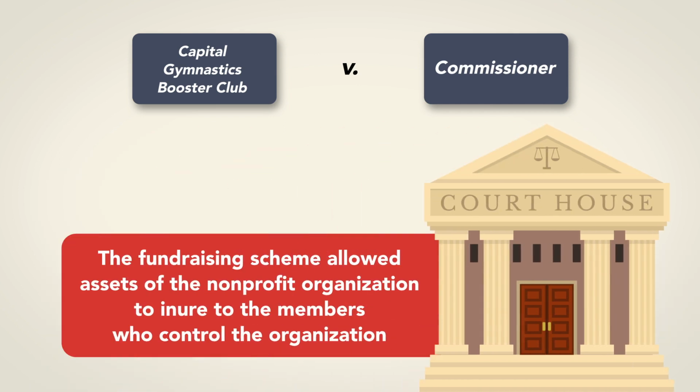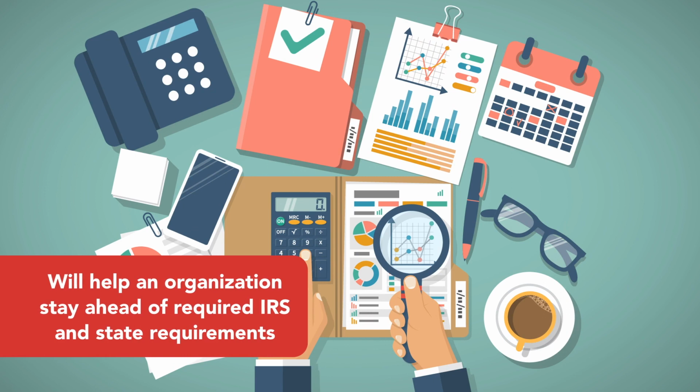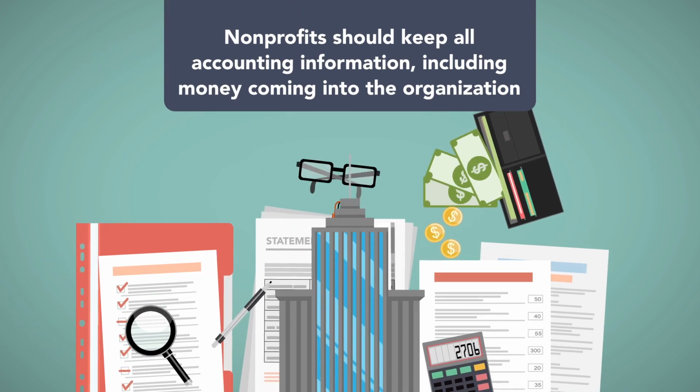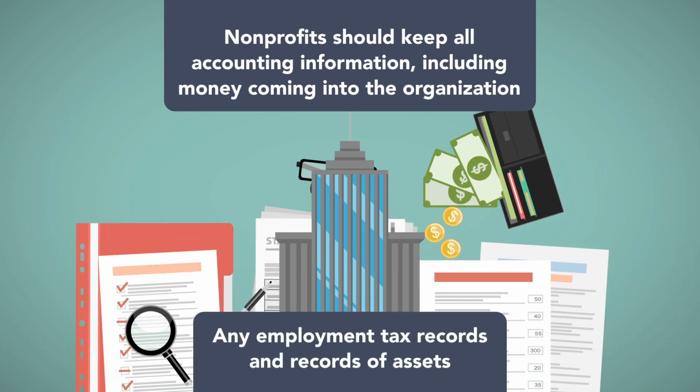The court held that the fundraising scheme allowed assets of the nonprofit organization to inure to the members who control the organization, resulting in the organization's loss of tax-exempt status. Consistent, accurate record-keeping will help an organization stay ahead of required IRS and state requirements. Nonprofits should keep all accounting information, including money coming into the organization, money going out of the organization, any employment tax records, and records of assets.